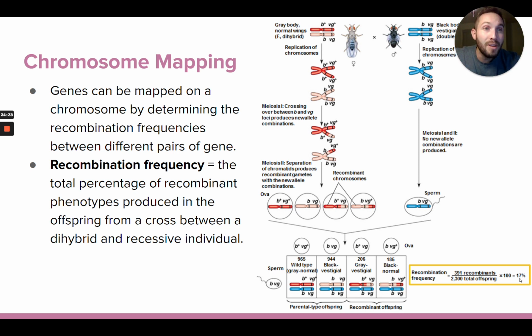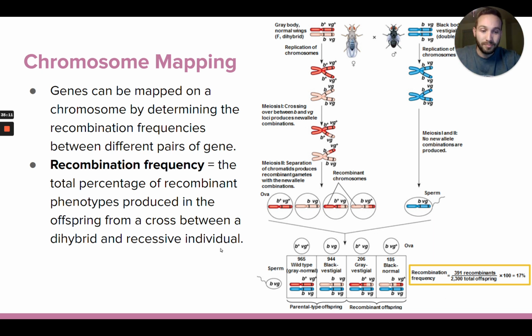Now that recombination frequency is actually directly related to how close and far away the genes are. The closer the genes are on a chromosome, the smaller that number is going to become. That's because the closer the genes get together, the less likely crossing over is going to be able to separate them from each other. But the further they're away from each other, the more likely crossing over will be able to happen somewhere between them and switch them into new combinations.